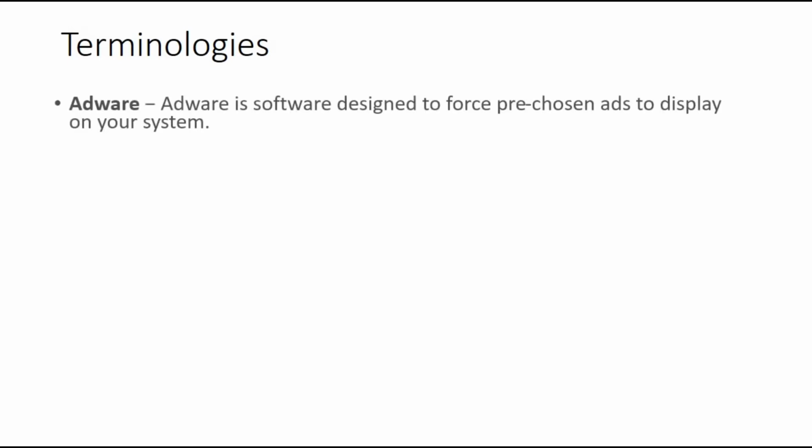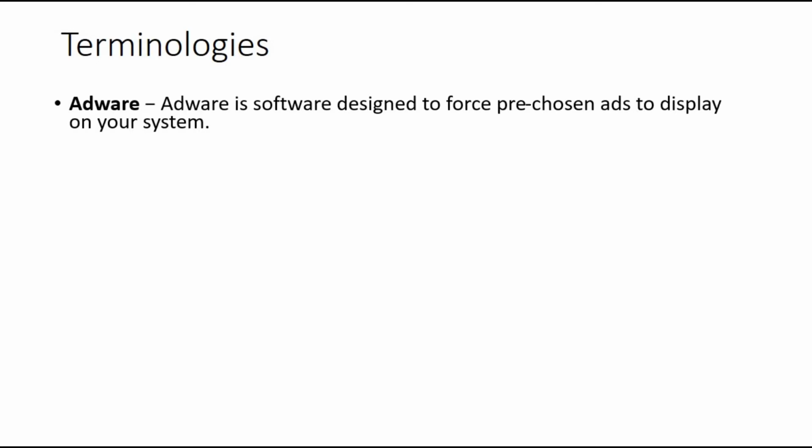So let's start. First one is terminologies. In terminologies we have many useful words that you are aware of on a daily basis. Let's say adware, vulnerability, payload, bot, exploit, right? So let's start each thing one by one.